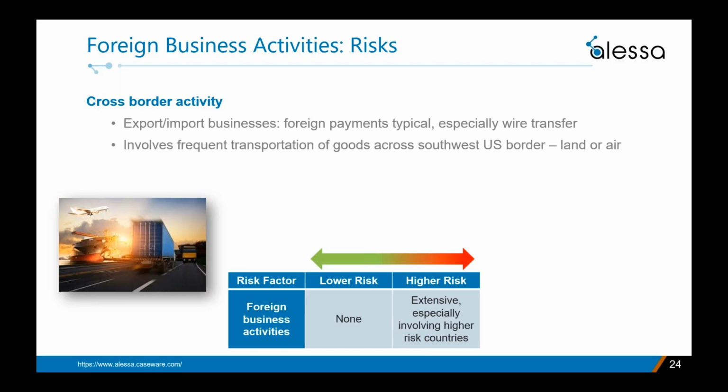especially if you have business customers involved in import and export. For those of you in the US, another type of high-risk cross-border activity is transportation of goods across the southwestern US border with Mexico. And that includes California, Texas, Arizona, and New Mexico. This region is designated as a high-intensity drug trafficking area by the U.S. Office of National Drug Control Policy.